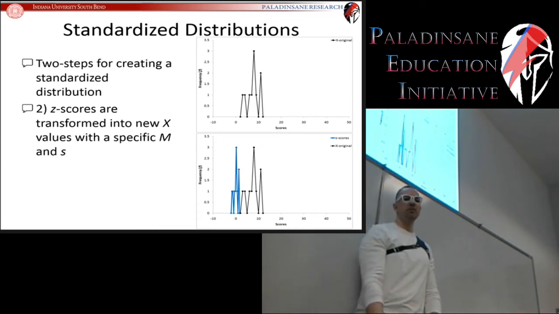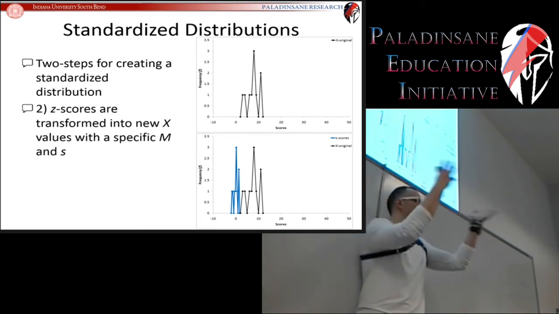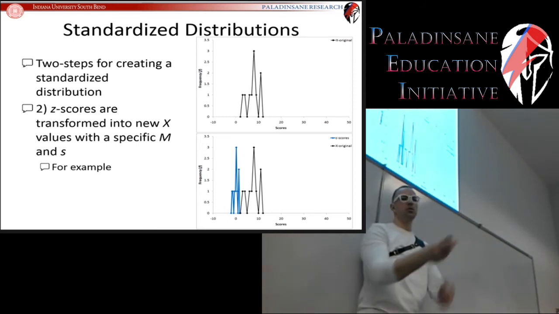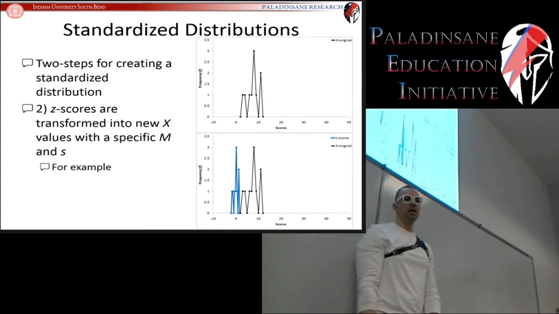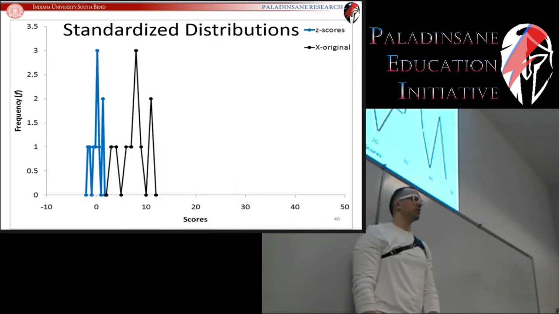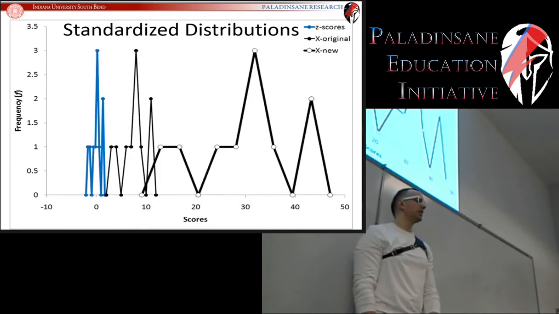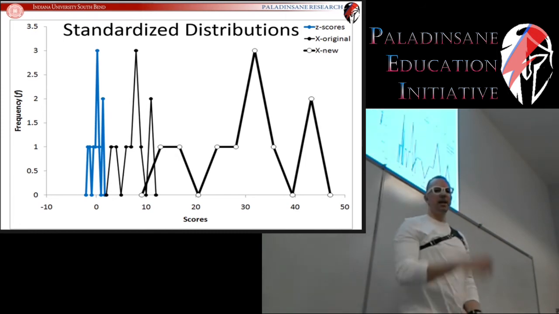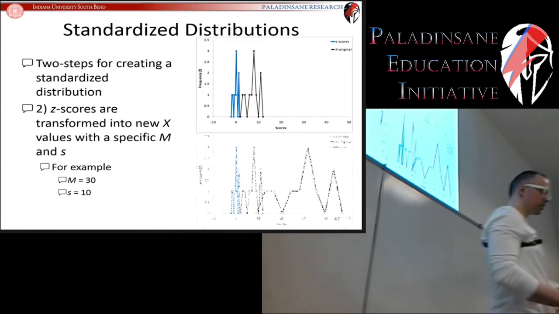Then once you have those, you use the formula for going from a z-score to a raw score. If you have a mean of 30, for example, and a standard deviation of 10, you would take your z-scores and transform them into a new distribution that has a mean of 30 and a standard deviation equal to 10. So that is the standardized distribution.